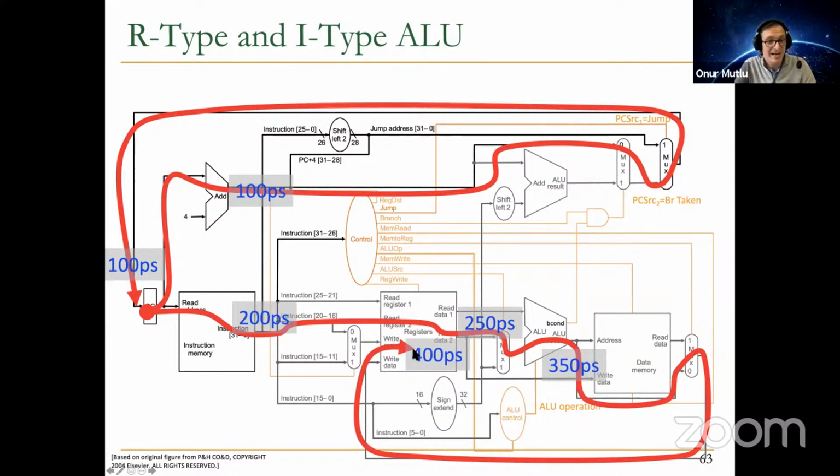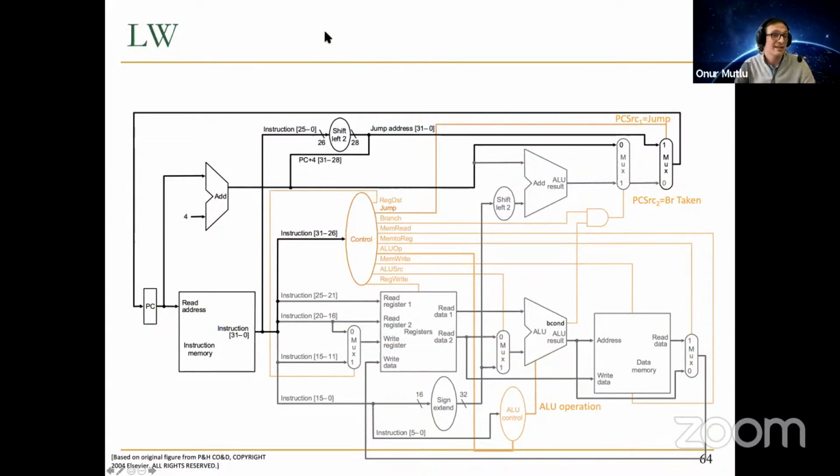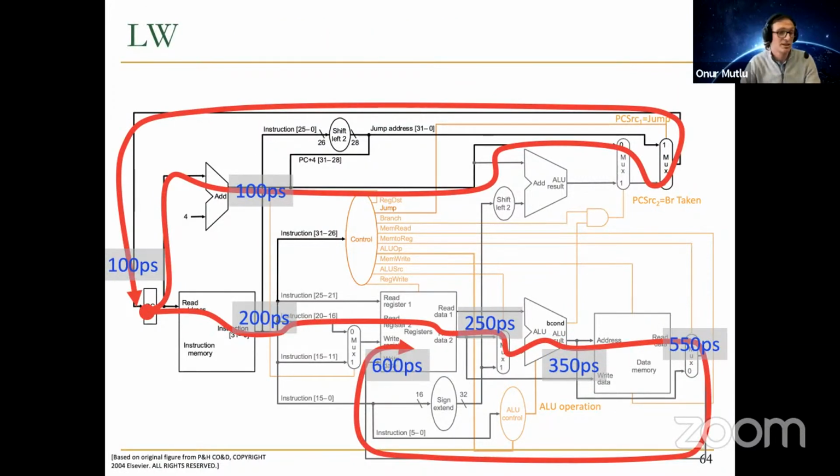But going through and writing the destination register into the register file. So that's 400 picoseconds for I-type ALU. Let's take a look at the culprits, which is our load word. Again, PC+4 is not on the critical path, but you need to read the instruction, read the register, calculate the address, read the memory, write the destination register. So you go through all of these data path elements, 600 picoseconds, which is the longest, as you can see.